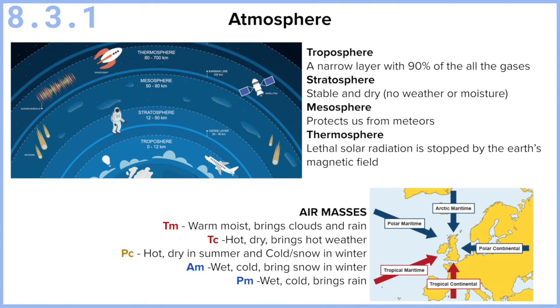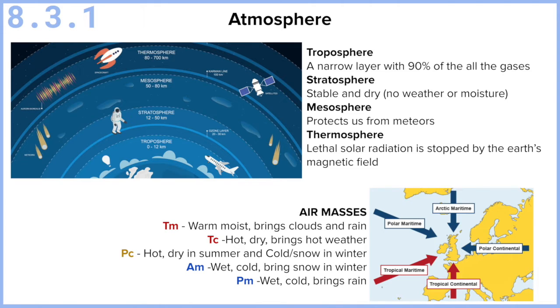The second layer is the stratosphere. Now it's very calm in the stratosphere. There's no weather, no strong winds. It's just stable air. And it also contains our ozone layer. The next one is the mesosphere. Now this plays an important role in protecting us from meteorites. So the resistance as rocks travel through this layer causes them to burn up, to the point where they no longer pose a risk to the planet.